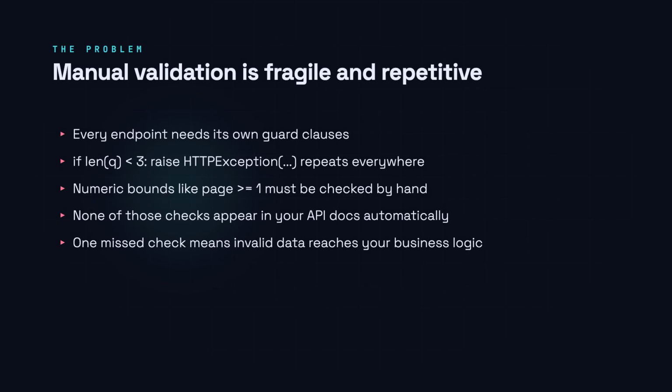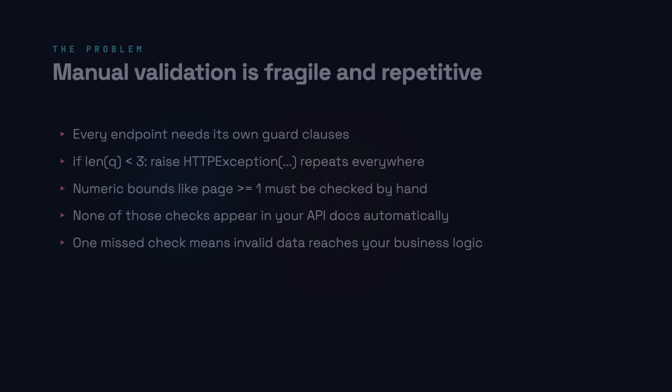Imagine you have a search endpoint that accepts a query string. You need it to be at least 3 characters, no longer than 50, and you need a page number that is always 1 or greater. Without any framework help, you write those checks yourself. If statements, raise HTTPException, repeated in every route. It is boilerplate, it drifts out of sync with the docs, and one forgotten guard is a bug waiting to happen.